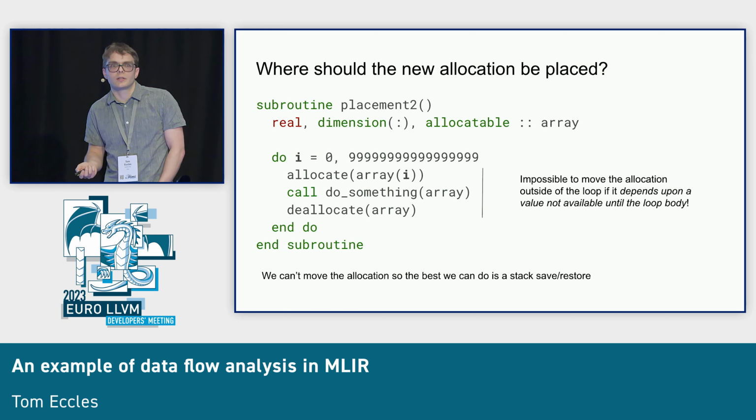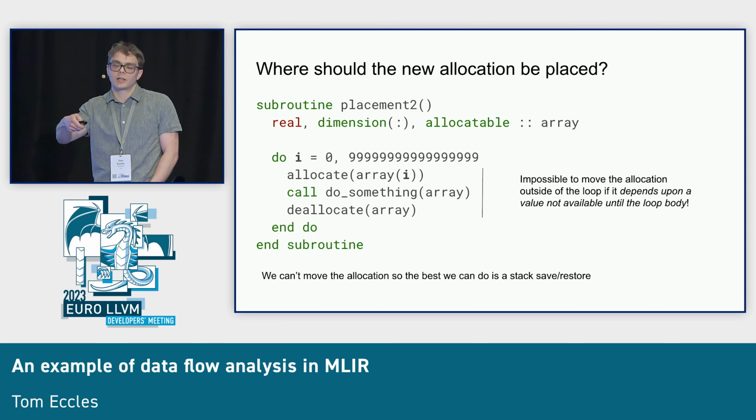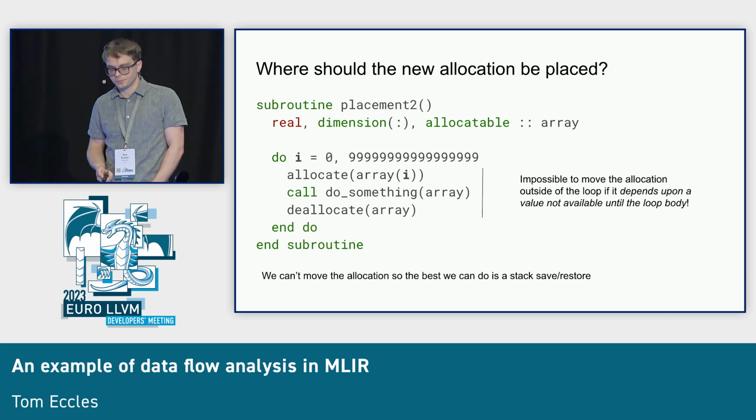But in the end, we decided to save the stack pointer before the allocation and then restore it at the end of the loop body. So that then when we come around, it's like the first iteration again. So that's a lot more like the heap allocation. It's just slightly lower overhead.